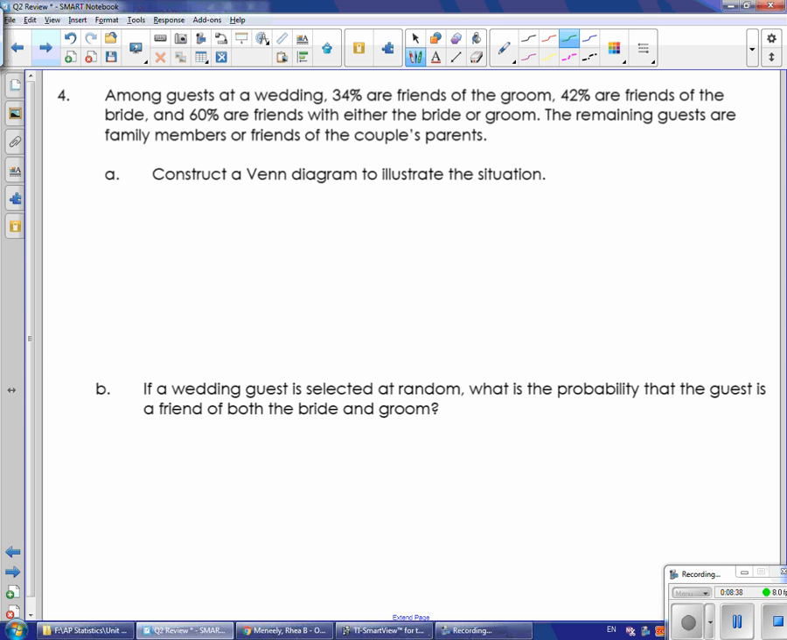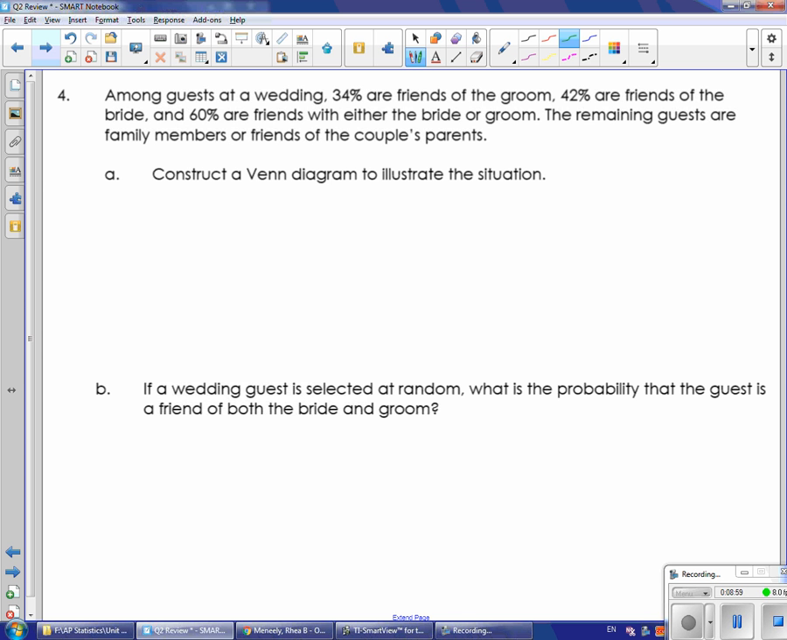The next questions all deal with probability. So in number 4, it says among guests at a wedding, 34% are friends of the groom, 42% are friends of the bride, and 60% are friends with either the bride or the groom. The remaining guests are family members or friends of the couple's parents. So let's make sure we understand the information that we're given.